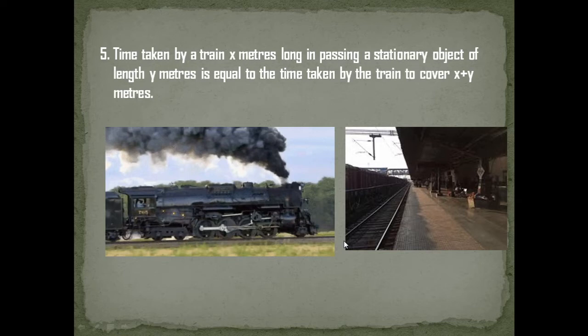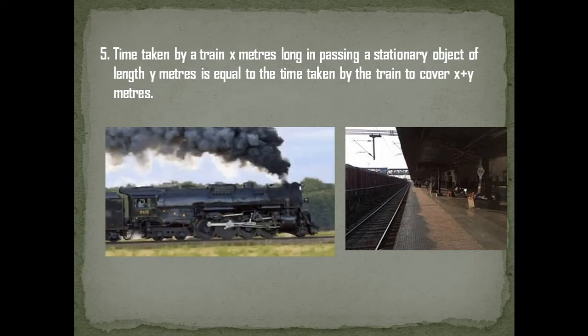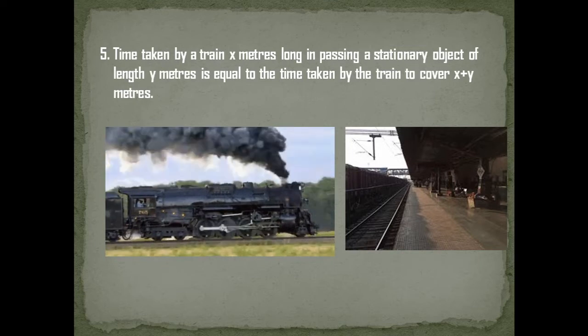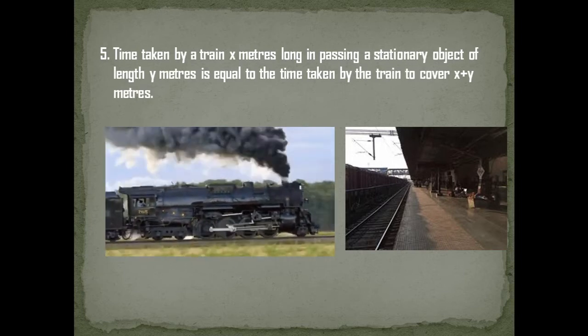So in simple words, if a train is passing a particular person or a standing pole which does not have any length, then the time taken to cover the length of the train will be the same as the time taken to cross the pole. If there is a station which has some length y, then the time taken is going to be different. That is what it means.